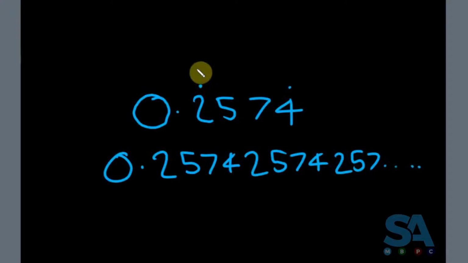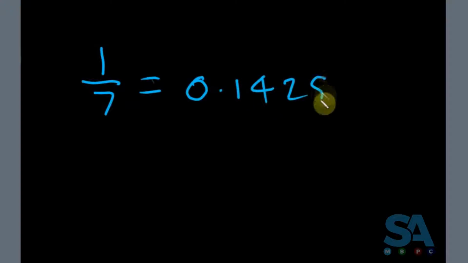For example, 1/7, but 7 is a prime number and it happens to not be 2 or 5. Therefore, the equivalent decimal is going to be a recurring decimal. The equivalent decimal is actually 0.142857 recurring.